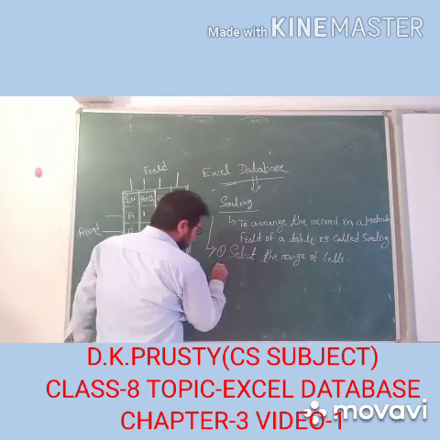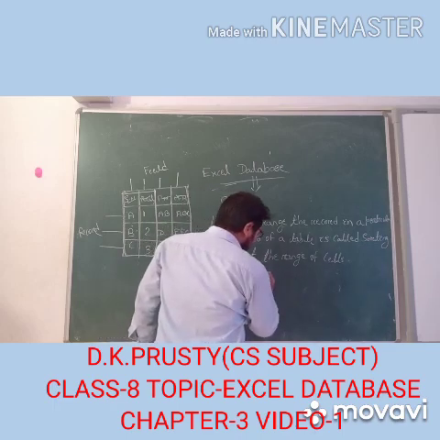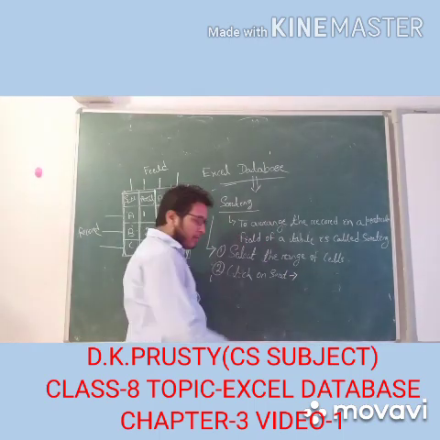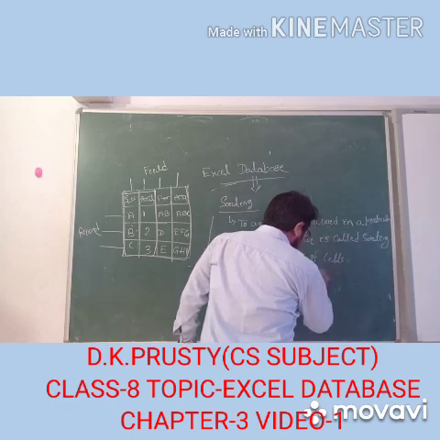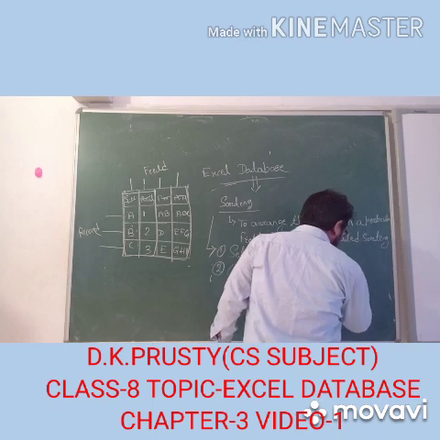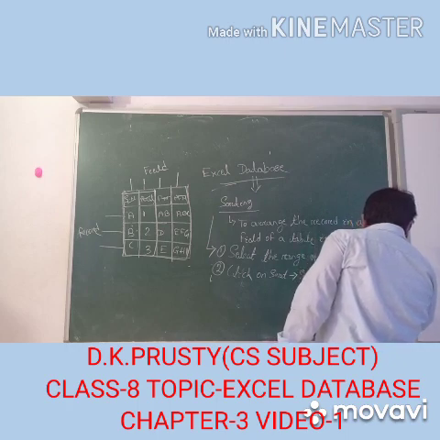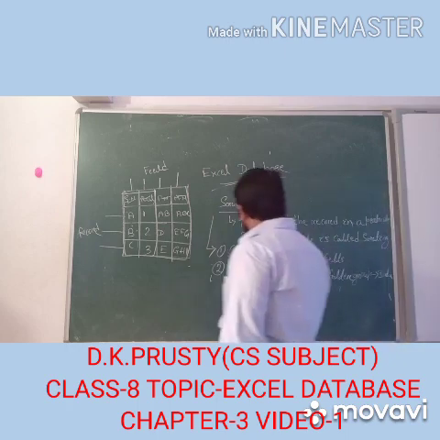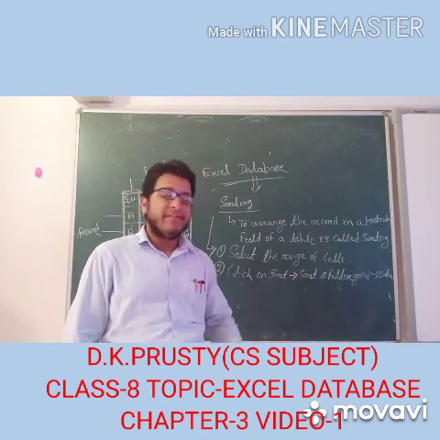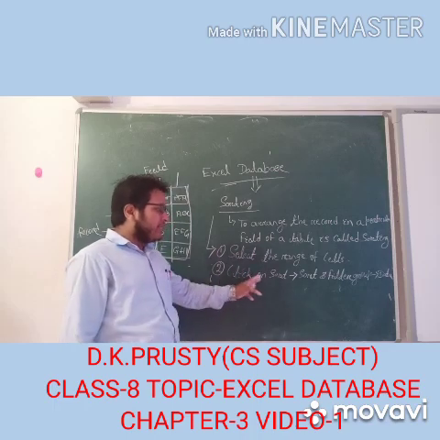Okay, students. Then step two: click on the sort option from the sort and filter group, from the Data tab. That means the sorting option is available in the sort and filter group, and that group is available in which tab? The Data tab. Remember this one. Is that clear, all students? First of all, select the range, then click on the sort option.